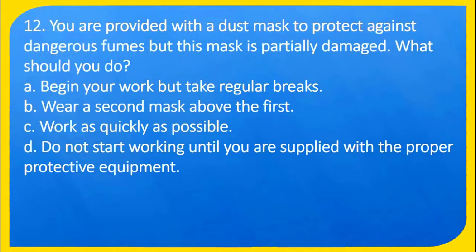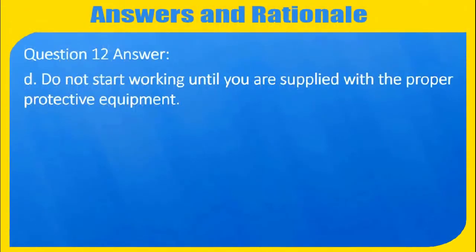Question 12. You are provided with a dust mask to protect against dangerous fumes, but this mask is partially damaged. What should you do? A. Begin your work but take regular breaks. B. Wear a second mask above the first. C. Work as quickly as possible. D. Do not start working until you are supplied with the proper protective equipment. Question 12. Answer D. Do not start working until you are supplied with the proper protective equipment.